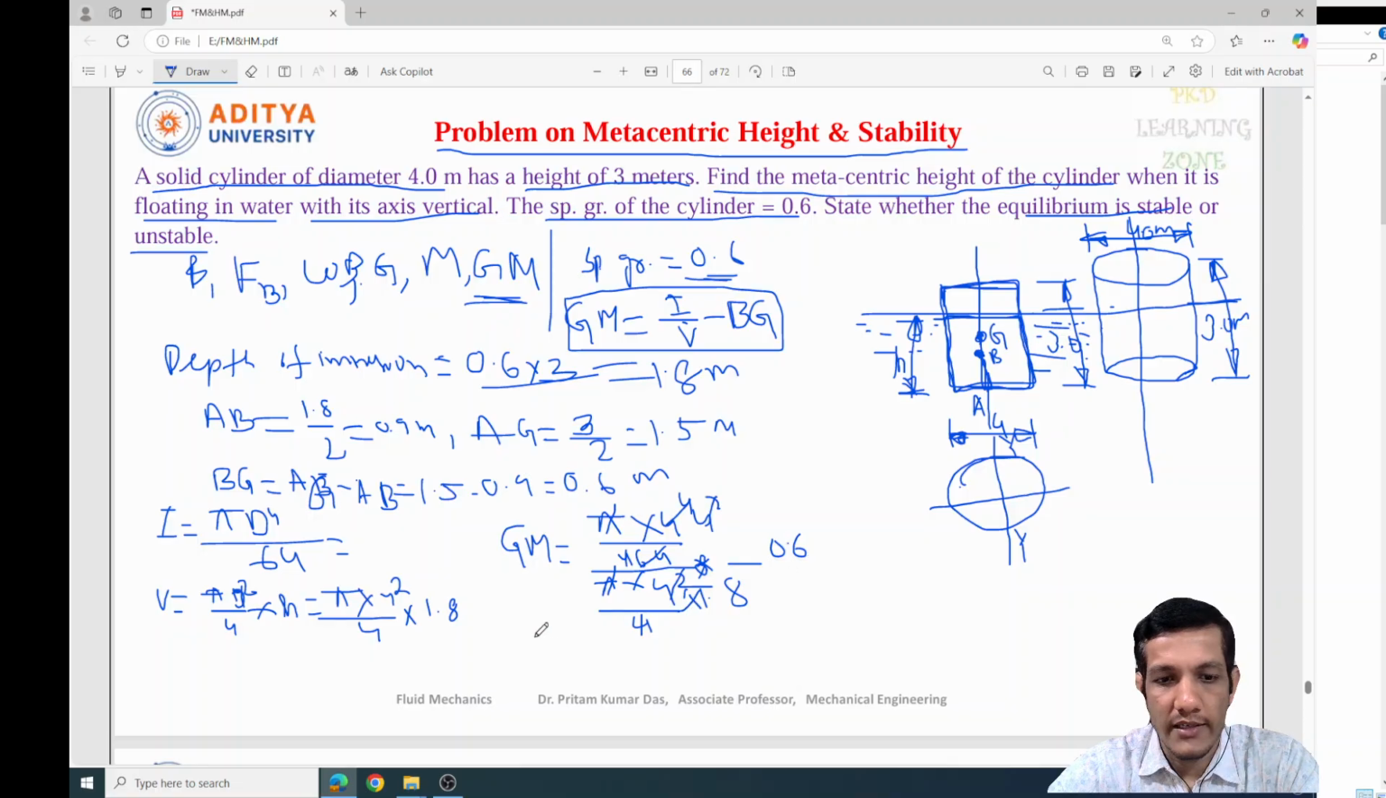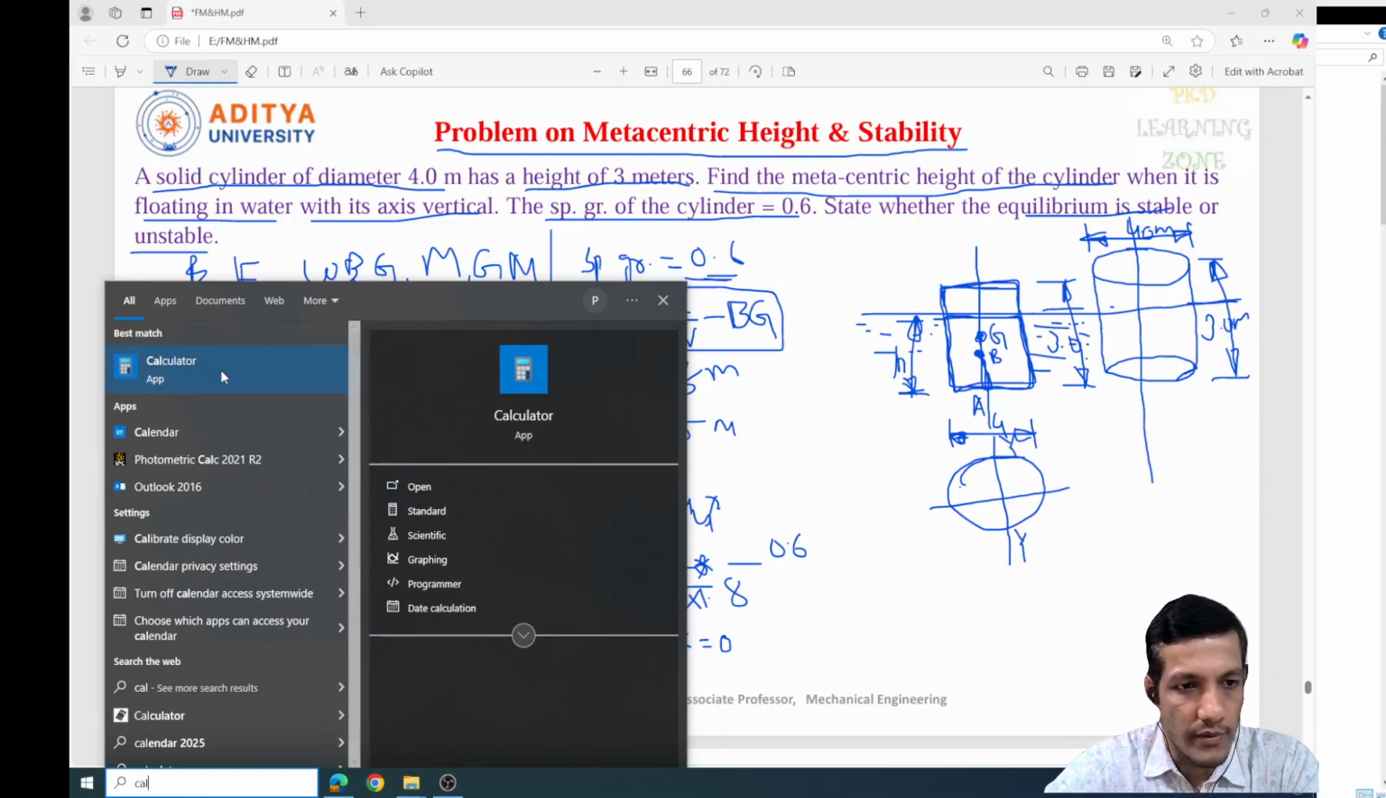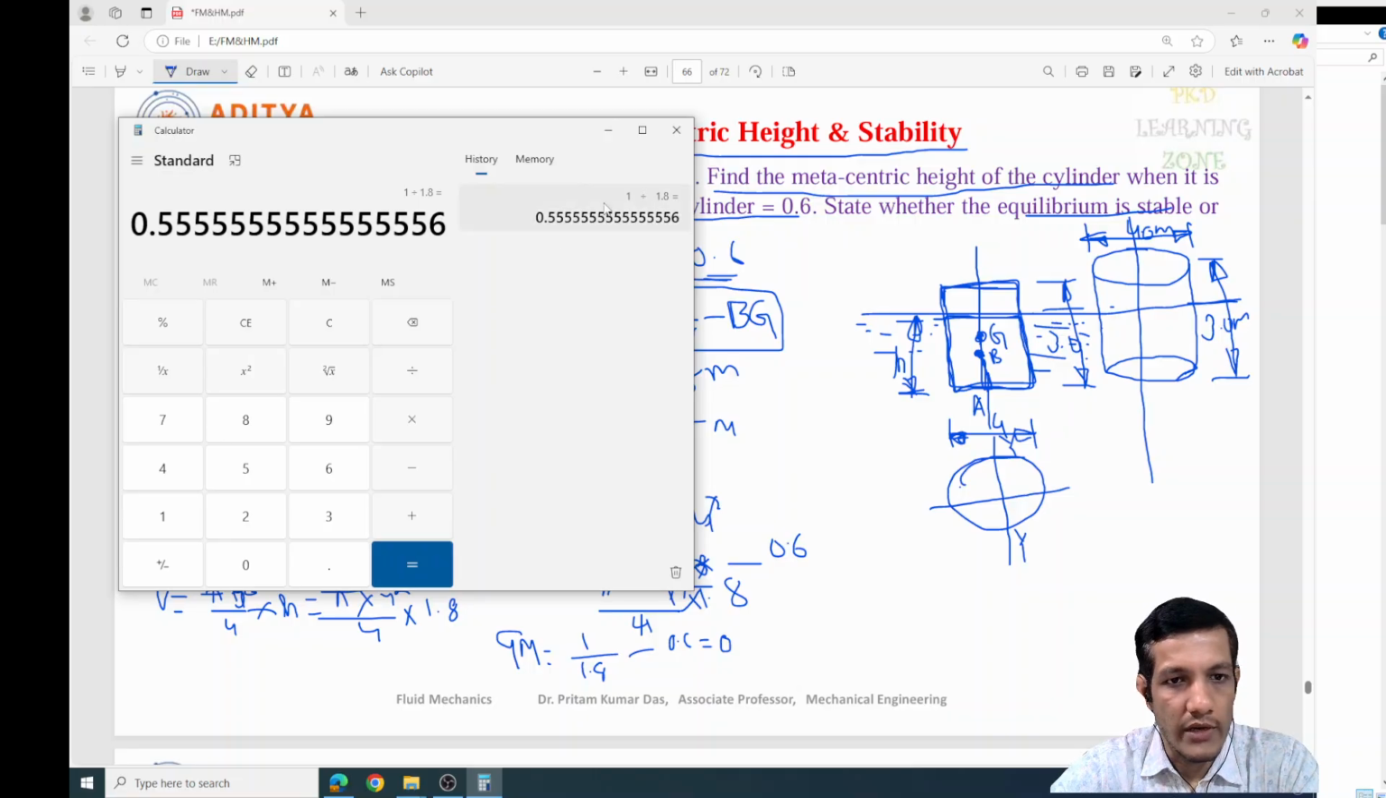So finally we'll get GM equal to 1 by this, all these things are going to cancel, 1 by this 1.8 is there, and minus 0.6. So this will give you the value 1 by 1.8, it will be near about some point value. Let's see how much there is. We'll calculate it, and we'll get the exact value. 1 divided by 1.8, we get 0.5555.